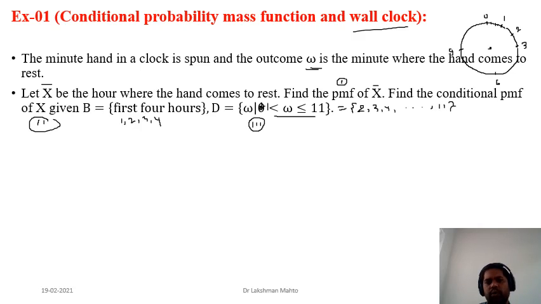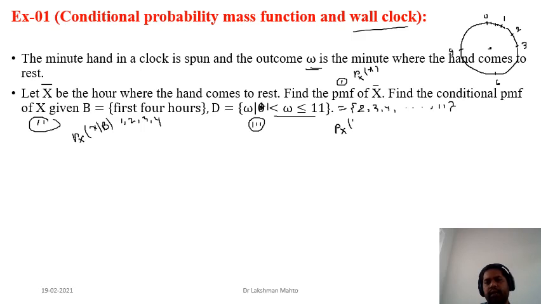So here we have to find three things. First, we have to find the probability mass function of the stopping hour element, that is the probability mass function of X. This one is the simplest job. Next, we have to find the probability mass function of X given B. This is the second question. Third question, we have to find the probability mass function of X given D. Three things here we have to find.